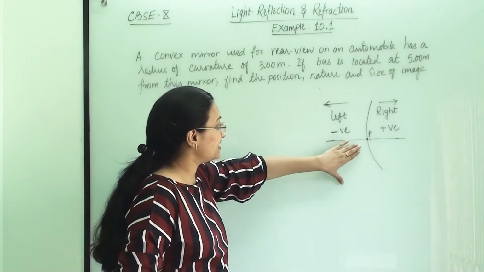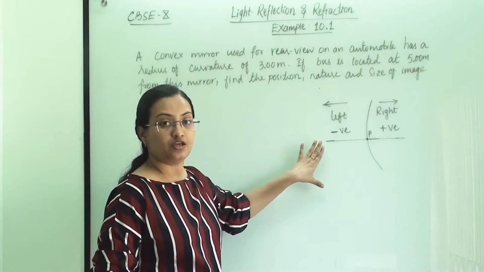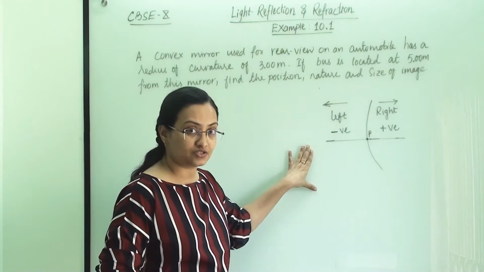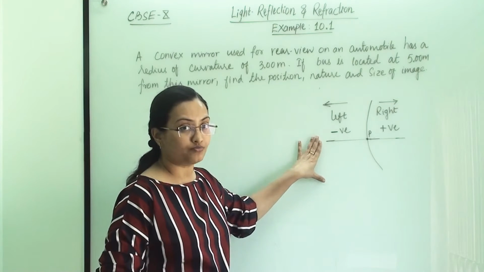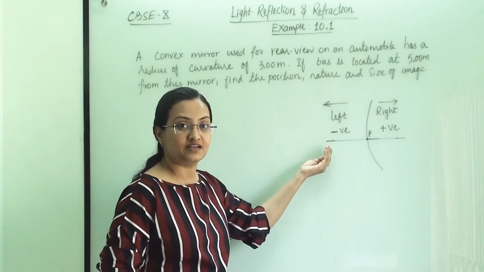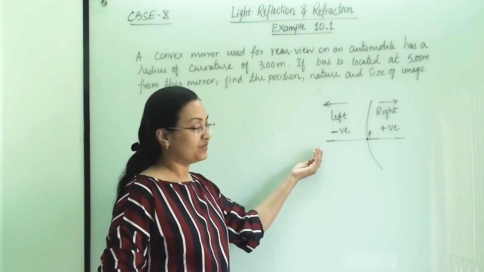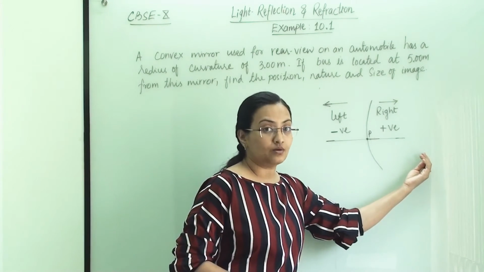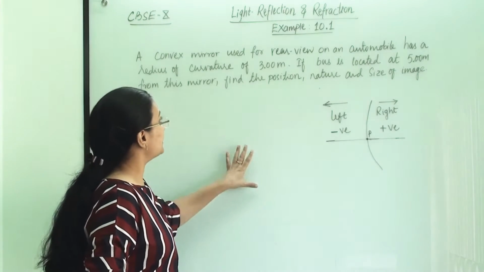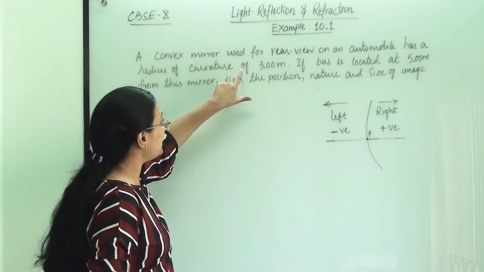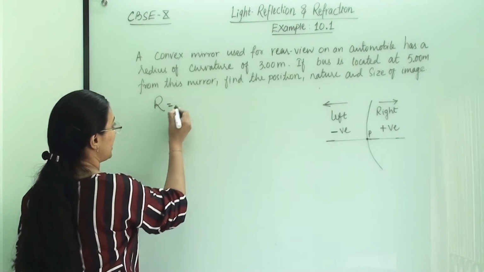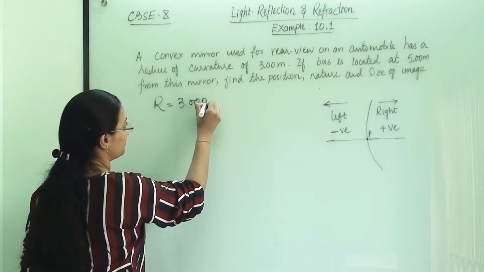Here, when the image or object distance is towards the left side, it always comes in negative. When they are towards the right side, it always comes positive. Here they are saying that the radius of curvature is 3 meter. So the radius of curvature is R and that is 3 meter.